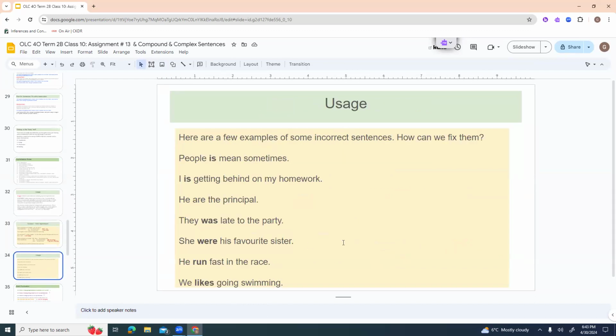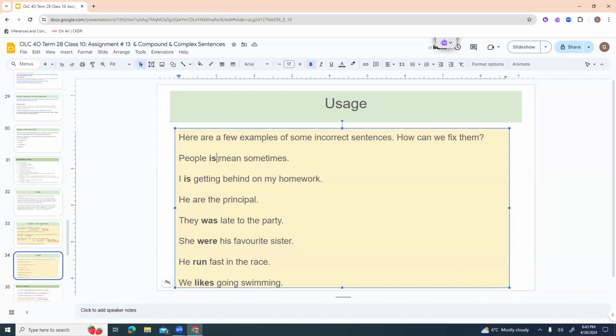So here are some examples of incorrect sentences, which I was going to change with you, but honestly, we are getting a little bit short on time. So we'll do just one. People is mean sometimes. I should cross off the is, which I don't have the time to, and put instead people are mean sometimes. I don't want the is.